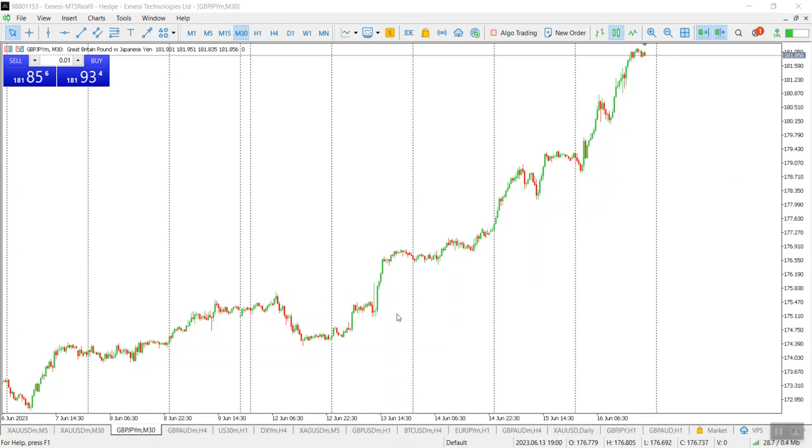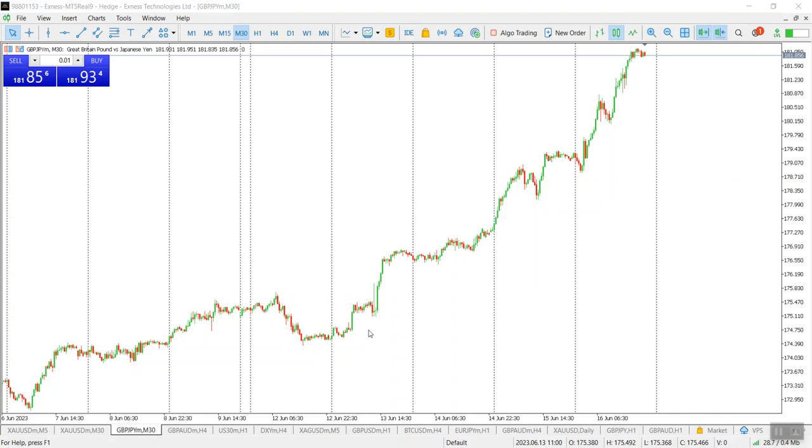Okay, so with that said, let us look at GBPJPY, GBP JPY, and we are going to look at GBPAUD, which is GBP AUD, and we are going to look at US30. We are just going to look at how to determine the direction of the forex market.